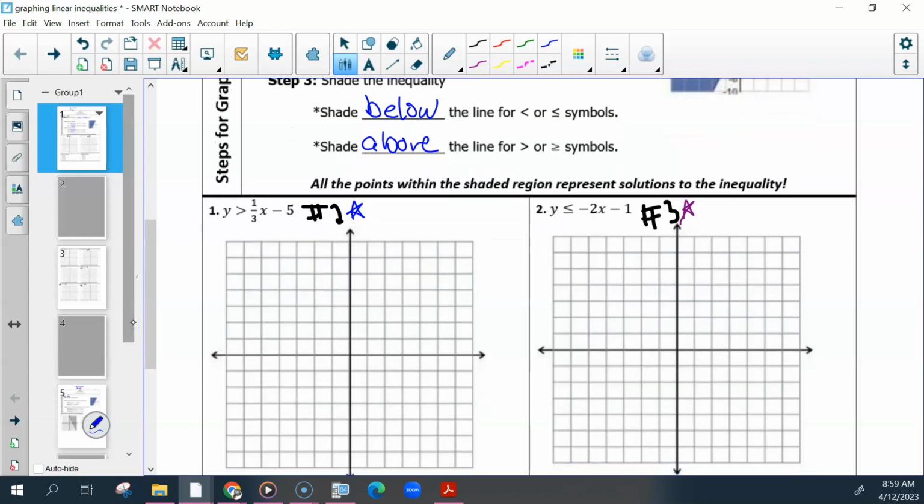So let's start with number 1. This is a greater than, so we know 2 things. Because it's strictly greater than, it's going to be a dashed line. I'm just writing this so it's good memory for later. And also, we're going to be shading above.